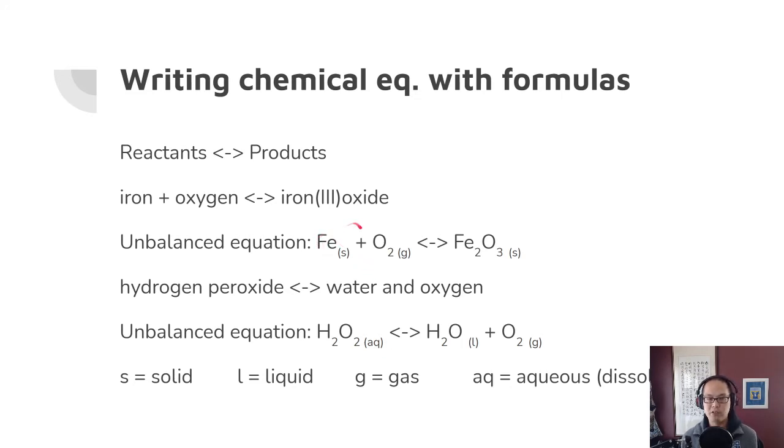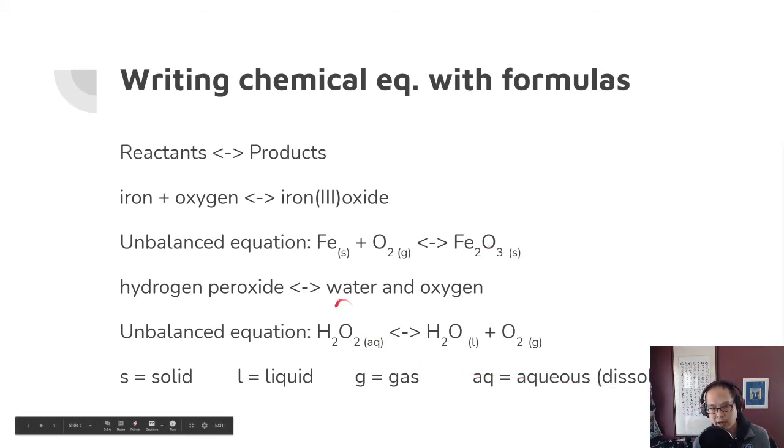All right, so this equation is going to be Fe solid plus O2 gas yields Fe2O3 solid. Go ahead and repeat that. Okay, and then the second one is going to be H2O2 aqueous yields H2O liquid plus O2 gas. So practice repeating that as well.